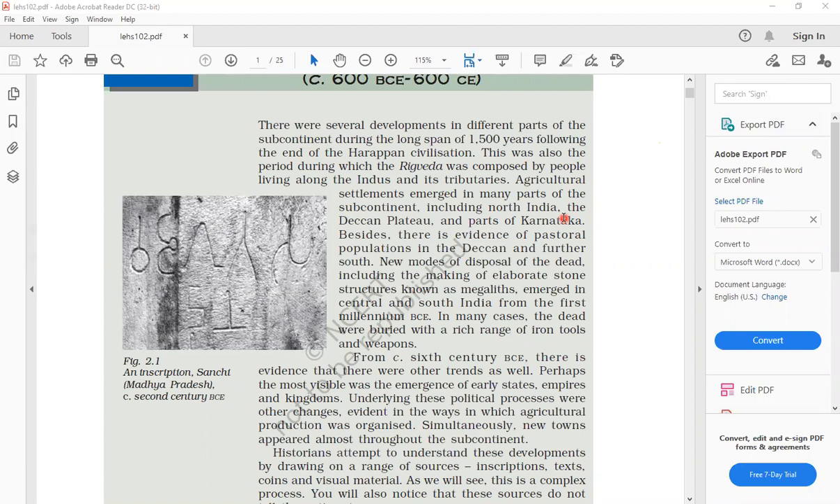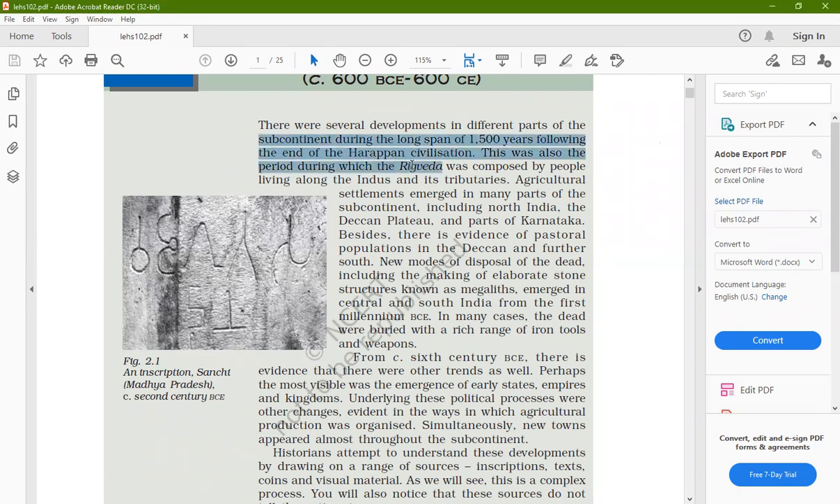First, what was the Vedic period? The Vedic period was between 1500 BCE and 1000 BCE. It is believed that in this period, the Rig Veda, Mahabharata, and Ramayana were written or composed by the people living along the Indus. Here you can find the question and the answer both.